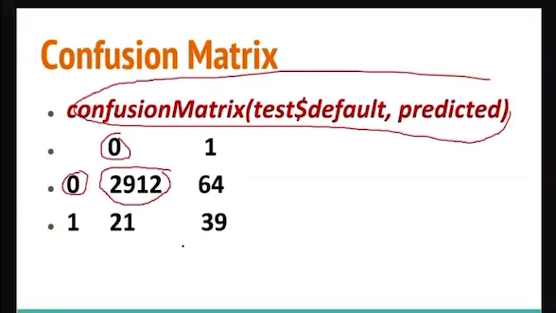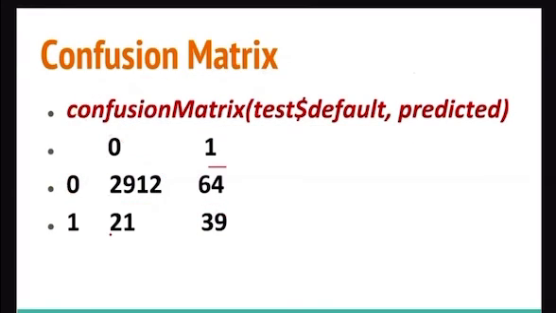Now, I need you to take a look at that and this. Let's talk about the diagonal. The diagonal is accuracy. 39 did not default in the data, and the model predicted that. But let's talk about the error. The error of classification is this guy. Do you know what 64 is actually talking about? They did not default in the data, but the model predicted them to default. So the off diagonal is actually the error. We can rule out errors.